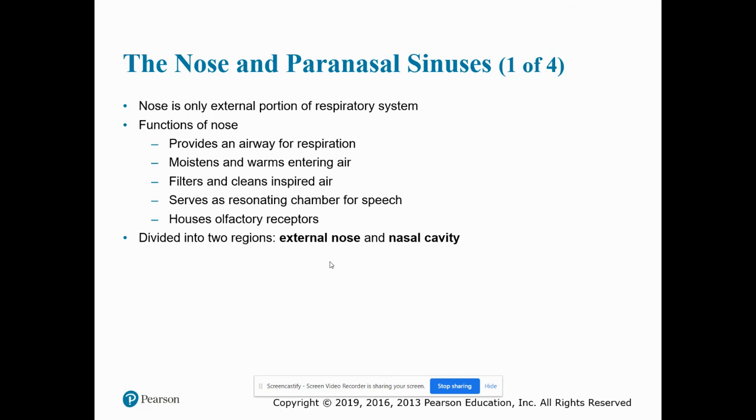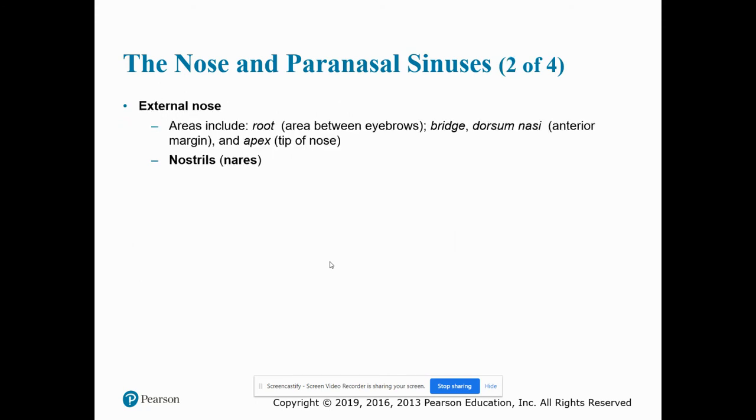And the nose is divided into two regions, the external nose and the nasal cavity. The external nose includes a number of areas, the root, bridge, dorsum nasi, and the apex, and the nares, the nostrils. It's not nasi, it's nasi, excuse me, dorsum nasi.